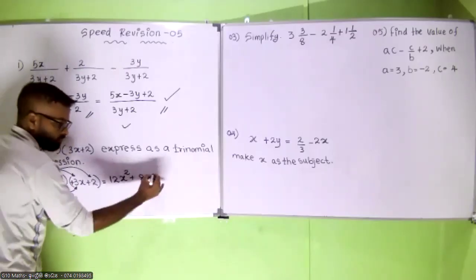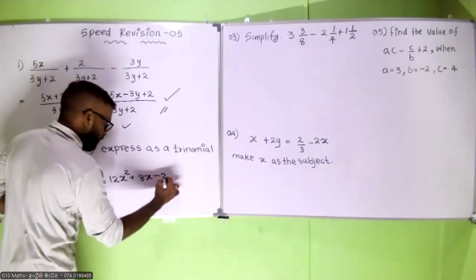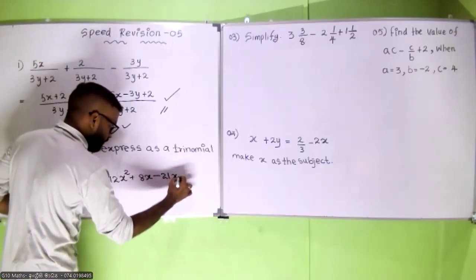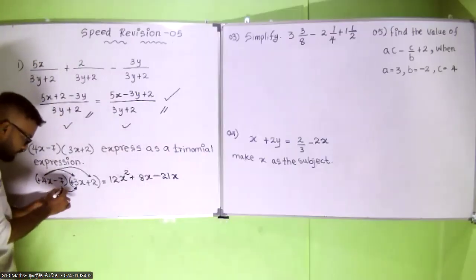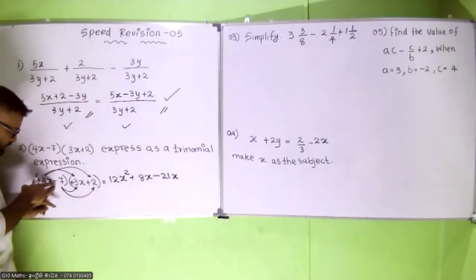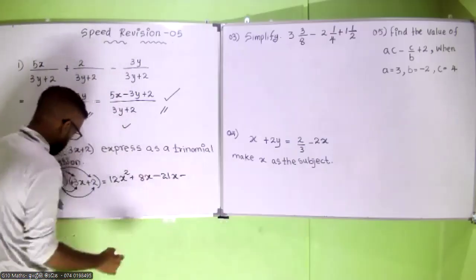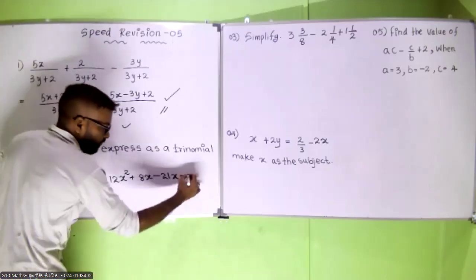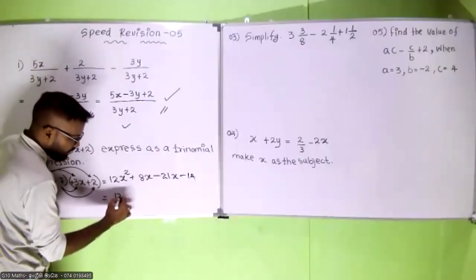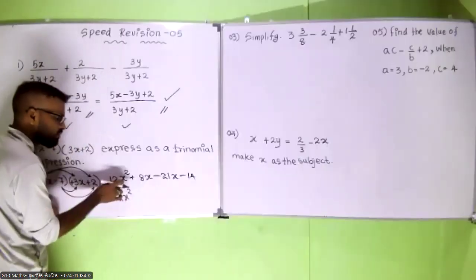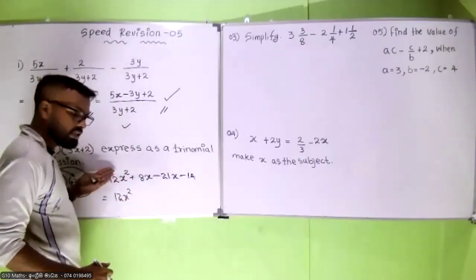Then here you have minus. Minus into positive. Minus 7 times 3, 21. 21 times x. And again, this one and this one. First the sign, minus into positive, minus. 7 into 2, 14. So this is 12x squared. There are no other like terms, no other x squared terms. You cannot find any x squared terms except this.